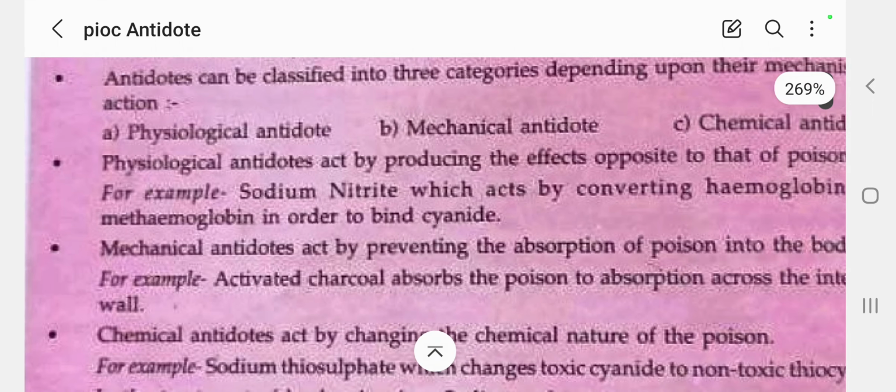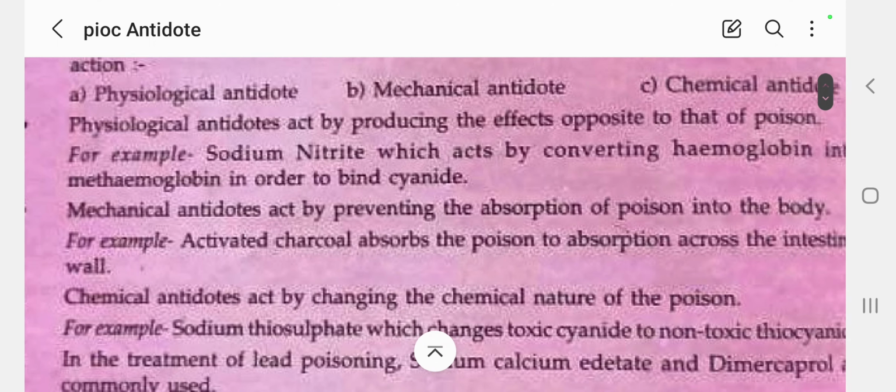Next one, mechanical antidote. A mechanical antidote acts by preventing the absorption of poison into the body. For example, activated charcoal plays a major role here. The nature of charcoal is that it adsorbs material. If a person has ingested poison and we treat them with activated charcoal, the poison can be absorbed by the charcoal. This comes under the mechanical antidote.